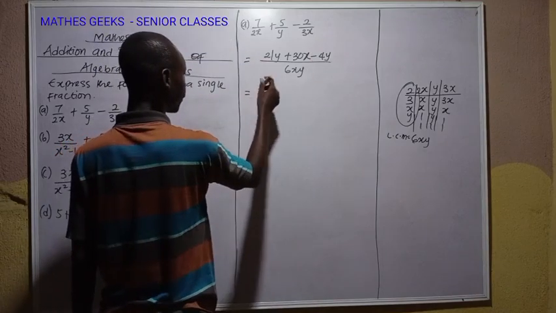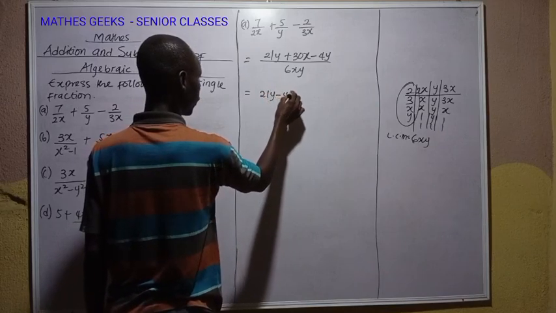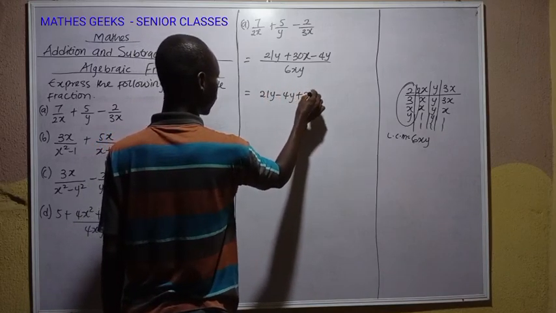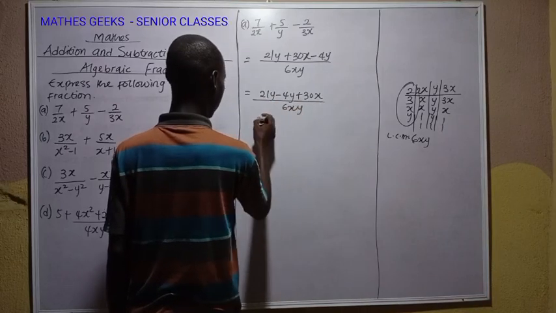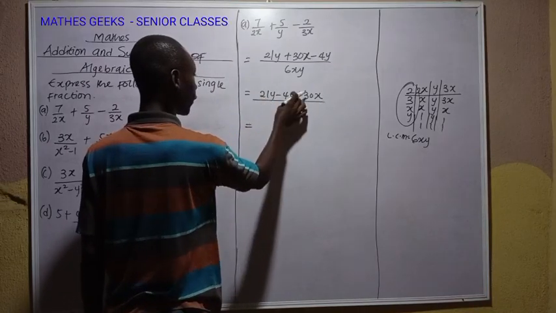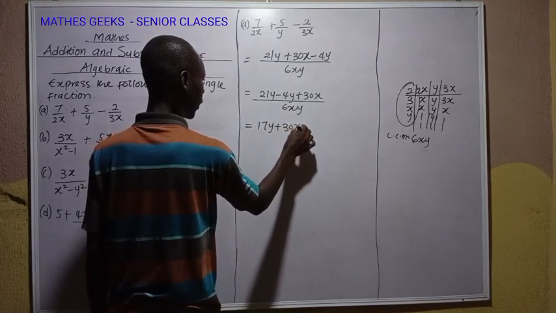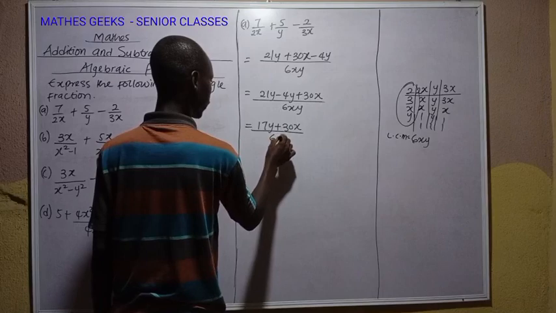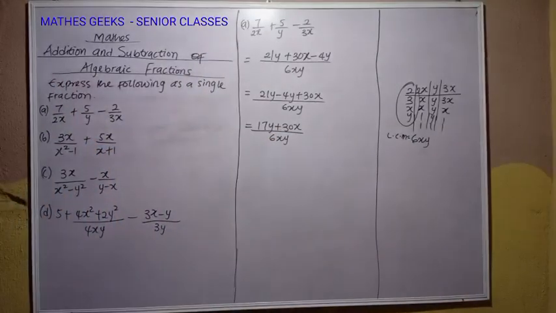This is equal to, collecting like terms, 21y minus 4y plus 30x over 6xy. 21y minus 4y is equal to 17y plus 30x over 6xy. This is the simplified form, and that's the answer.